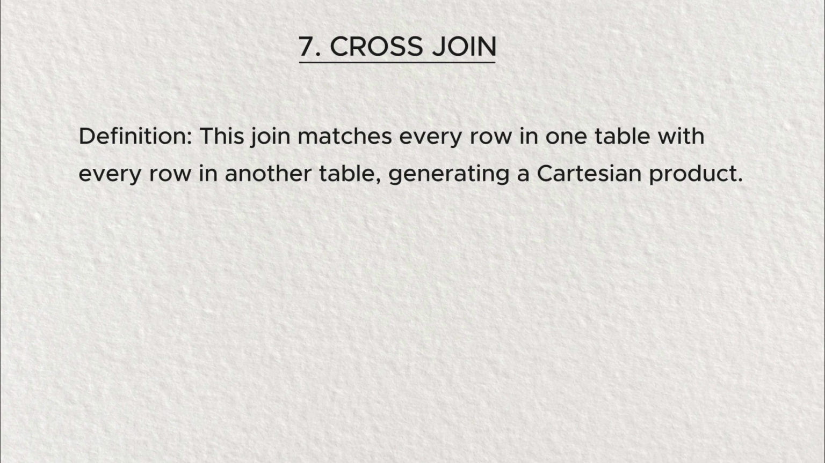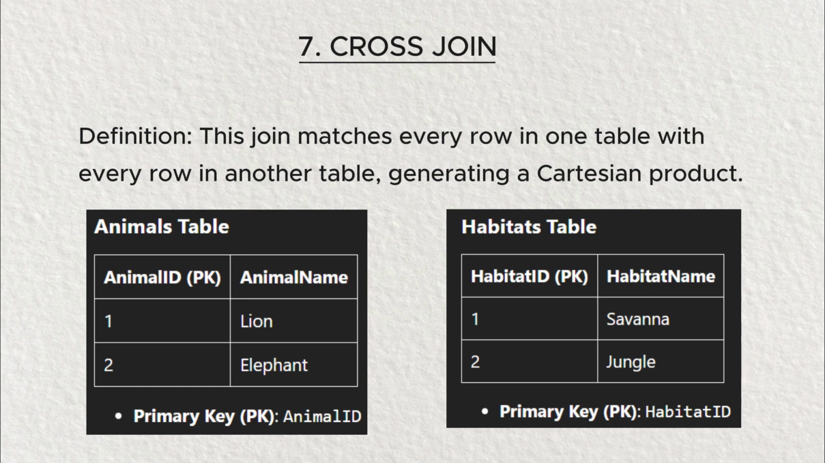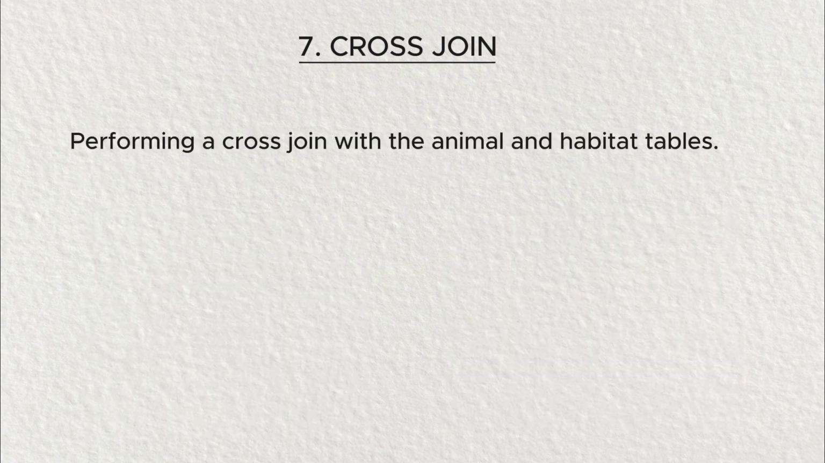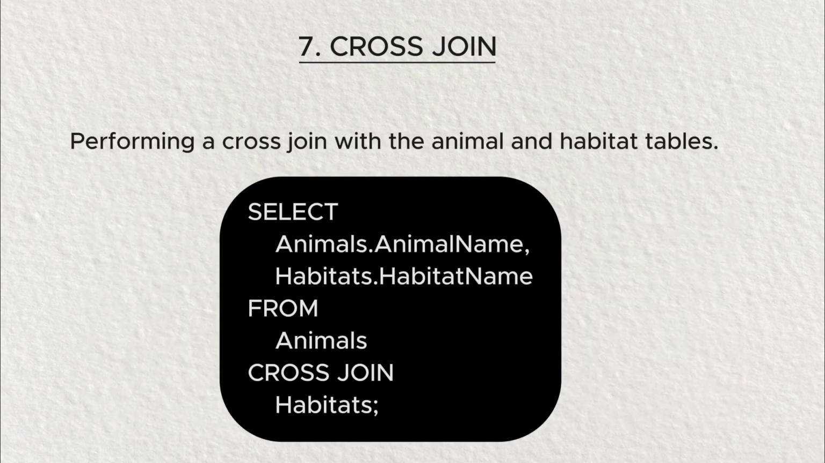The cross join matches every row in one table with every row in another table, hence generating a Cartesian product. Right here, we have the animals table and the habitats table. We would match lion with savannah and jungle, and we will match elephants with savannah and jungle. Here is the SQL query to perform this operation.